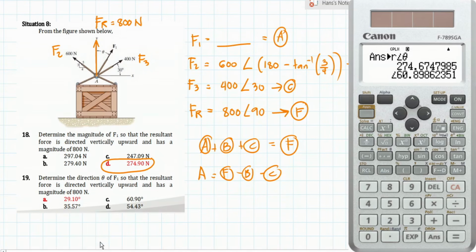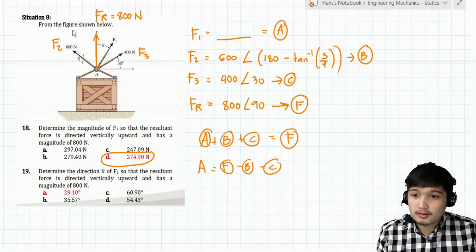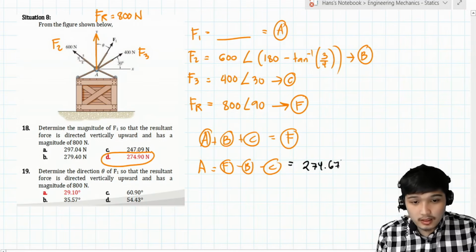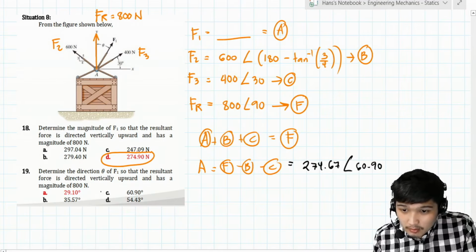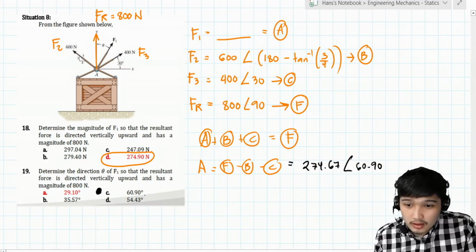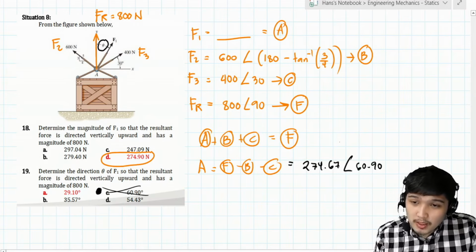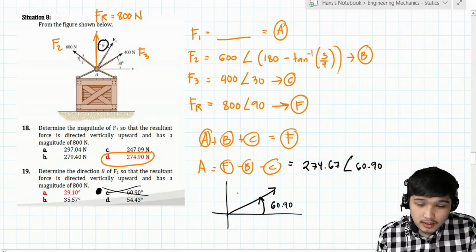But class, don't rush, because that is not the answer yet. What we got here is 274.67 angle 60.90. Don't rush, class. Letter C is not the answer, because the question asks for the angle theta. Where is theta in the figure? Isn't it measured from the y-axis? The 60.90 is the angle from the positive x-axis, so theta is what we are looking for.